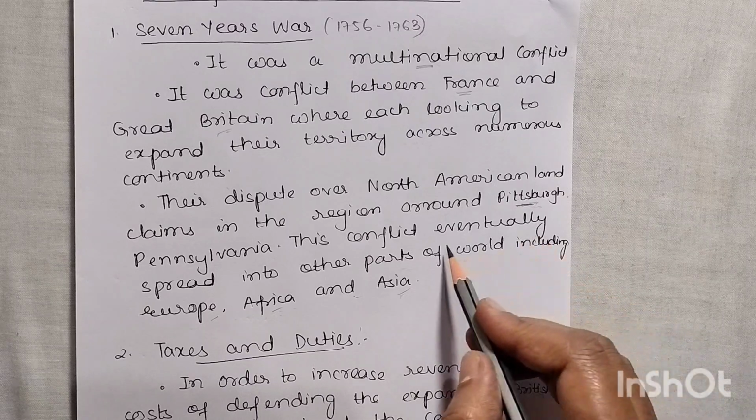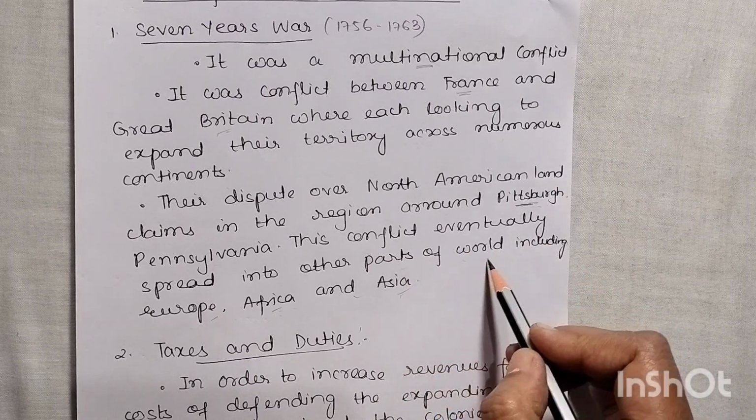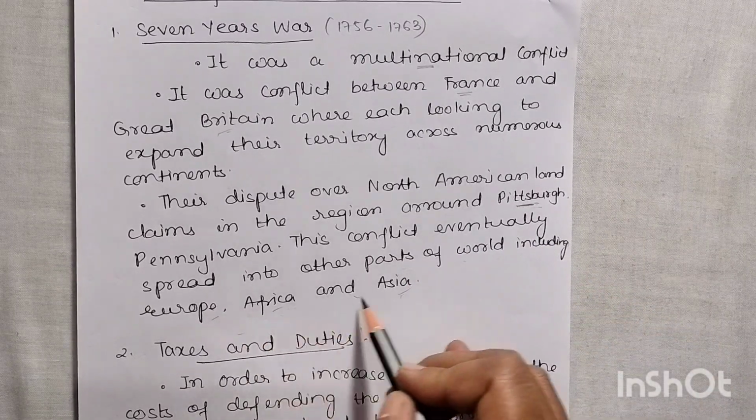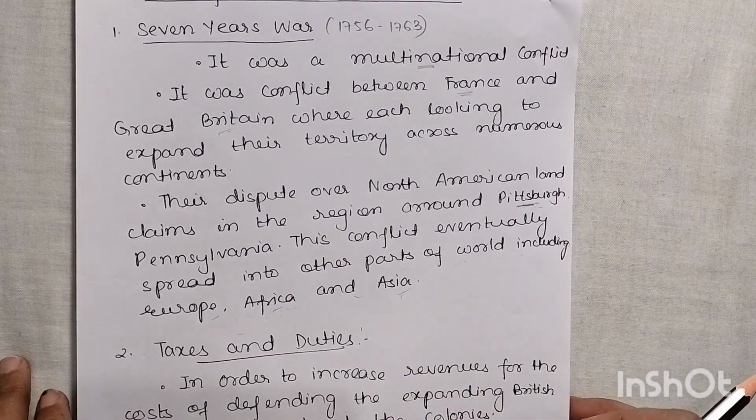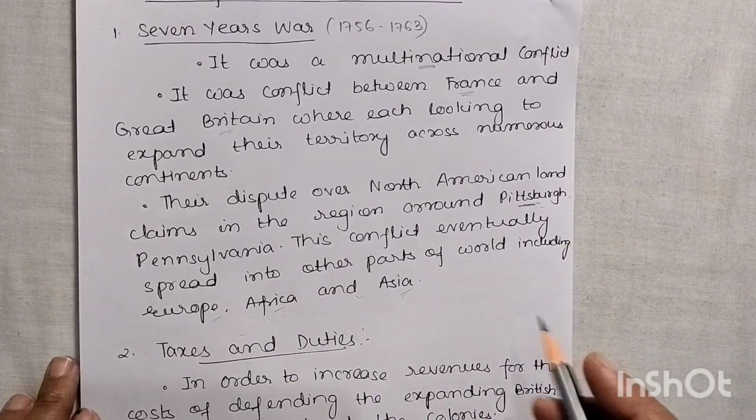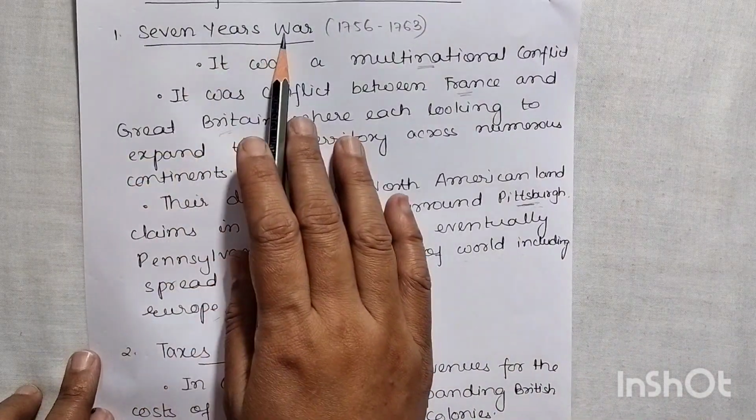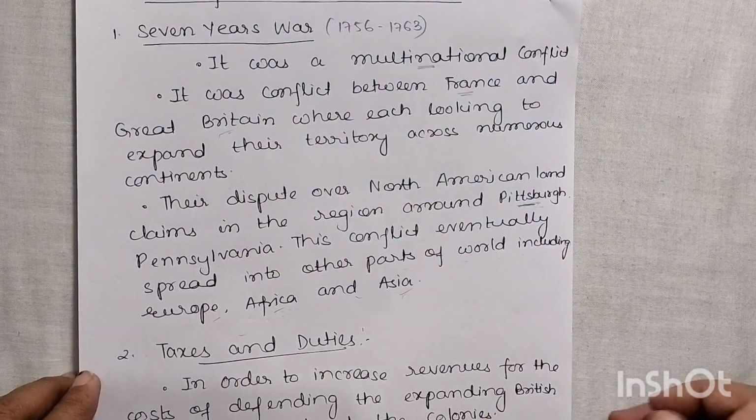The conflict eventually spread into other parts of the world, including Europe, Africa, and Asia. Basically, disputes over territorial policy were going on. So this is the first reason, the Seven Years' War, for the American Revolution.